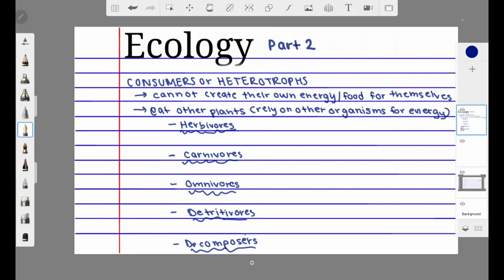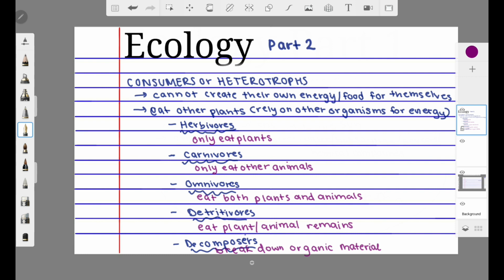So let's get started. Let's go over all of the terms: herbivore, carnivore, omnivore, detritivore, and decomposer. Herbivores only eat plants. Carnivores only eat other animals. Omnivores eat both plants and animals. Detritivores eat plant and animal remains, so like dead matter. And decomposers break down organic material.